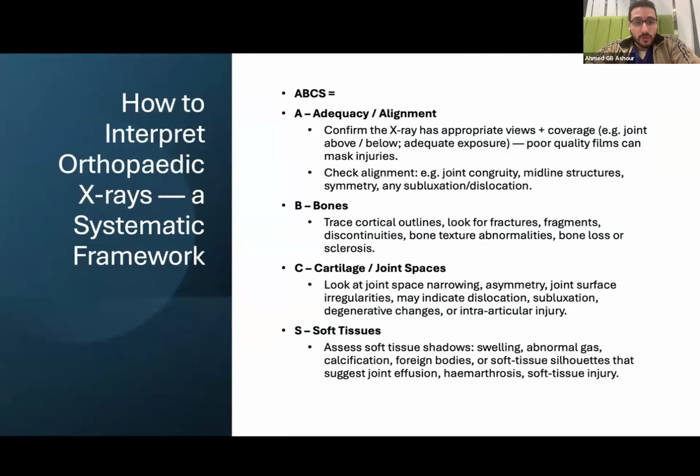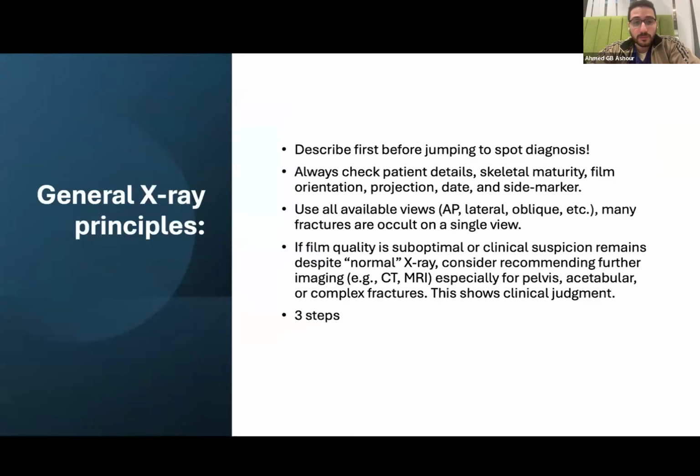The second one will be how to interpret an X-ray. You should have a systematic framework. As a general rule, ABCS. This is a general framework: A for adequacy, B for bone, C for cartilage, and S for soft tissue. You might not have the time to comment on ABCS. I will show you my technique.